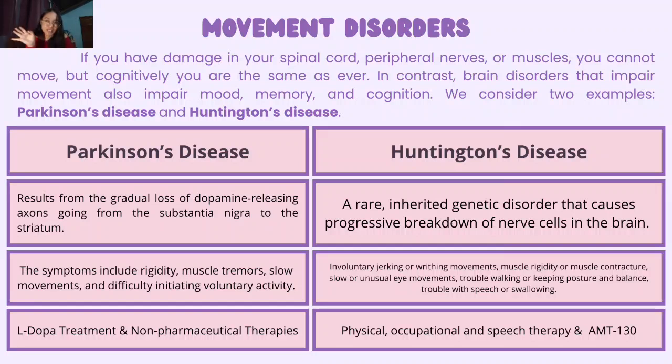So because the nerves or the spinal cord are affected, they are slow, right? So that's one of the examples of Parkinson disease. So we have treatments, but it's more like therapy. We have here the L-DOPA treatment and the non-pharmaceutical therapies.